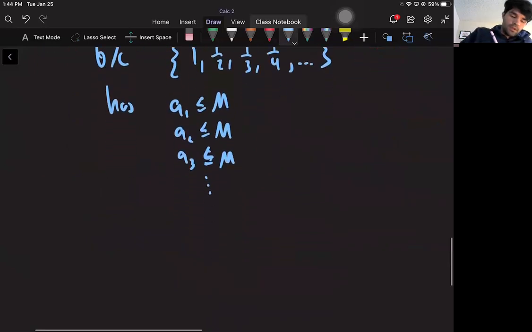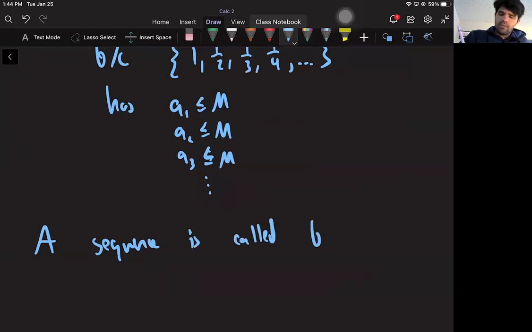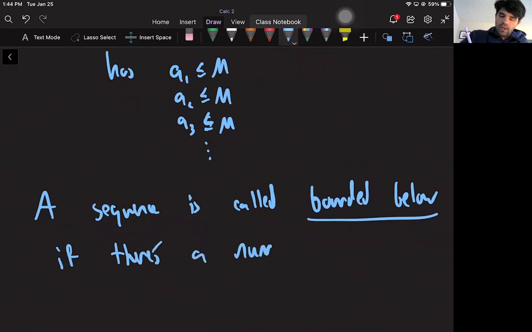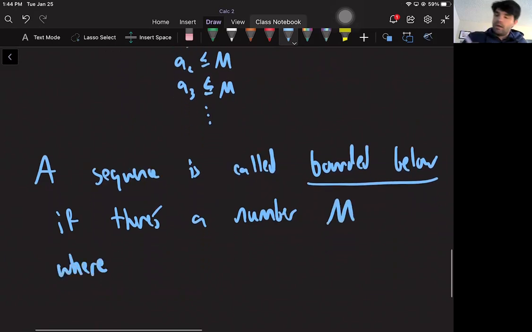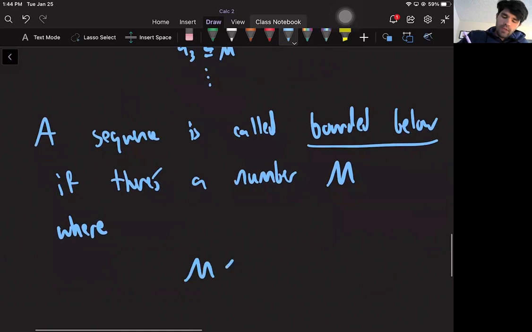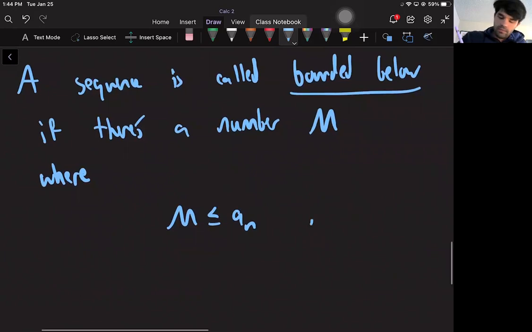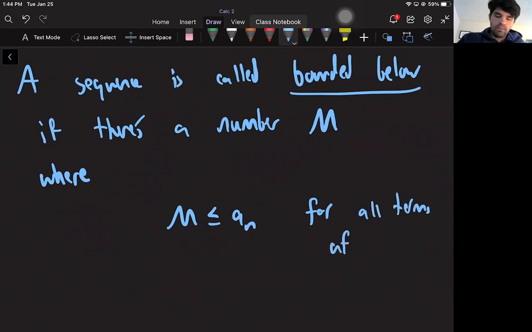Meanwhile, there's the opposite. A sequence is called bounded below. It's going to be very similar to bounded above, except the opposite. If there's a number, we'll still call it M, and it's going to be smaller than everything this time because it's bounding the sequence below. So all the numbers in the sequence after some point are going to be bigger than this bound.